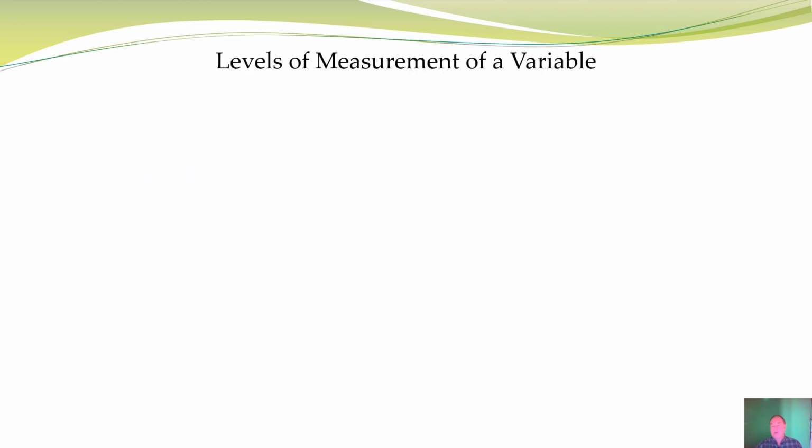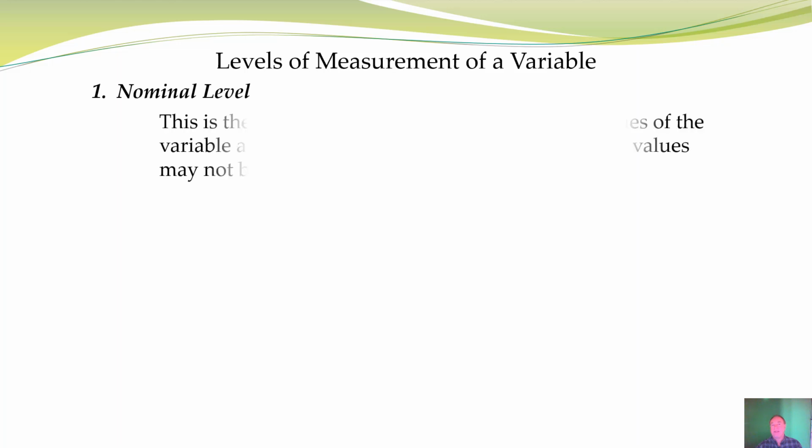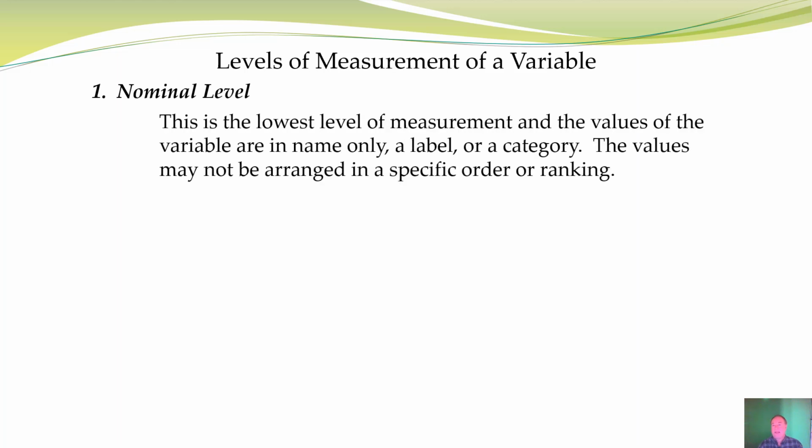Now, levels of measurement. The lowest level of measurement is the nominal level. Okay? And the values of the variable are in name only, a label or a category. The values may not be arranged in a specific order or ranking.